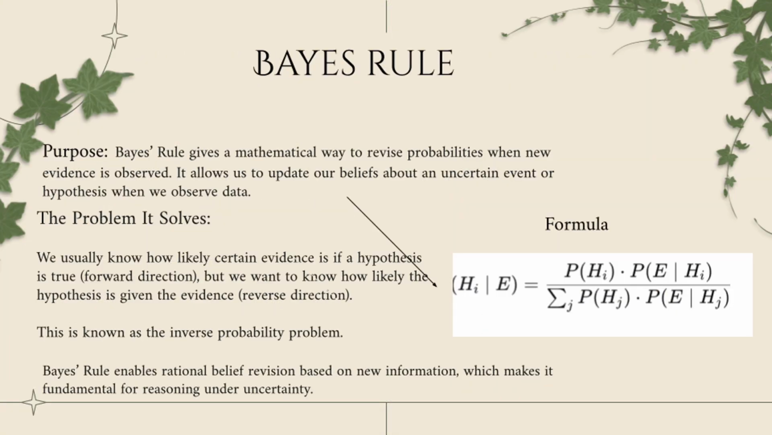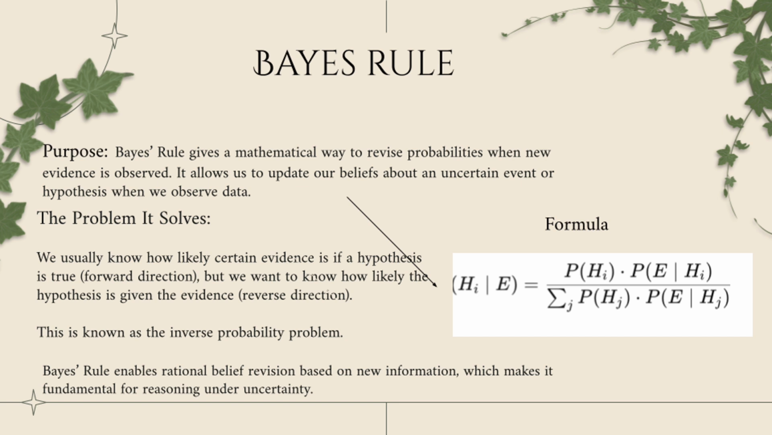To explain Bayes' rule, the formula can be written as P(H|E), which represents the probability of the hypothesis conditional upon the evidence. This can be solved by taking the probability of the evidence conditional upon the hypothesis times the probability of the hypothesis, all divided by the probability of the evidence conditional upon the hypothesis times the probability of the hypothesis, plus the probability of the evidence conditional upon not the hypothesis times the probability of not the hypothesis.